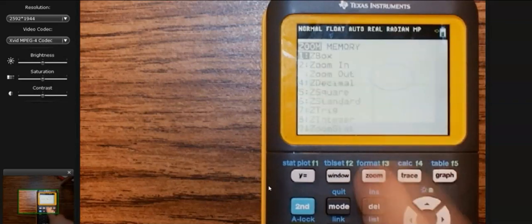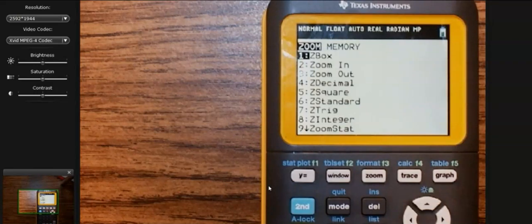Alright, now go to Zoom. Please, everybody go to Zoom. Go to number 5. Zoom square. And then see if there's a difference in your graph.